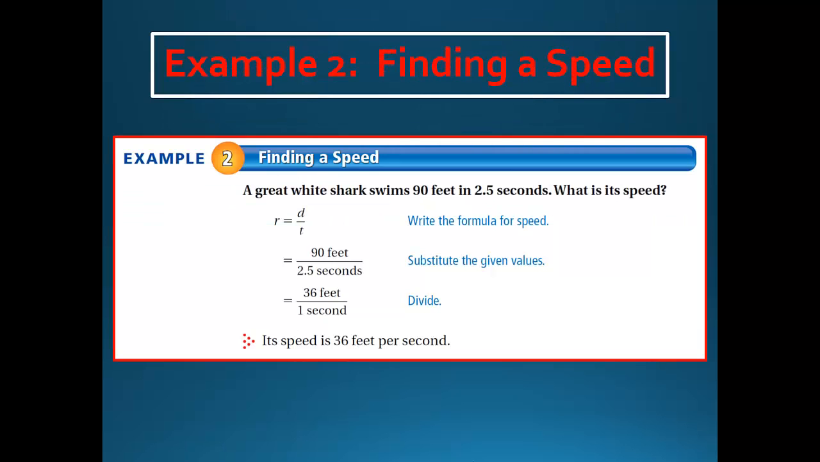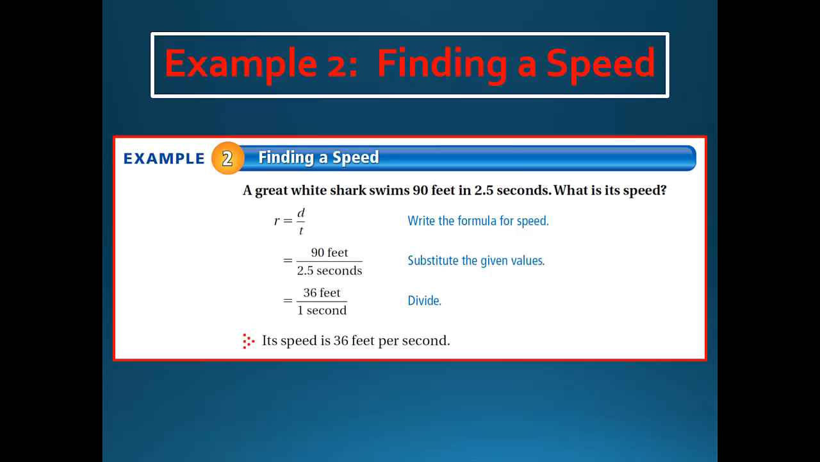For our second example, we're finding a speed. A great white shark swims 90 feet in 2 and 5/10 seconds. What is its speed? So first we're going to write the formula for speed. So r equals d divided by t.